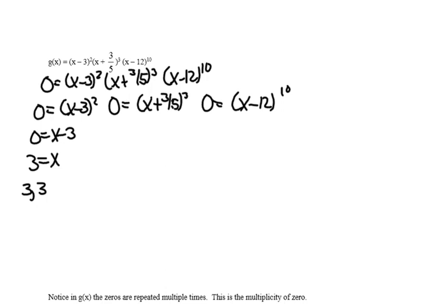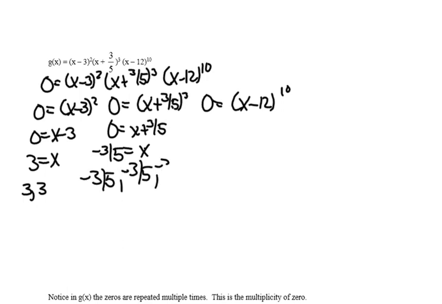Okay, for the middle one, take the cube root of both sides. That's still 0. And that's negative 3/5. In reality, that's this, and this, because it's cubed.